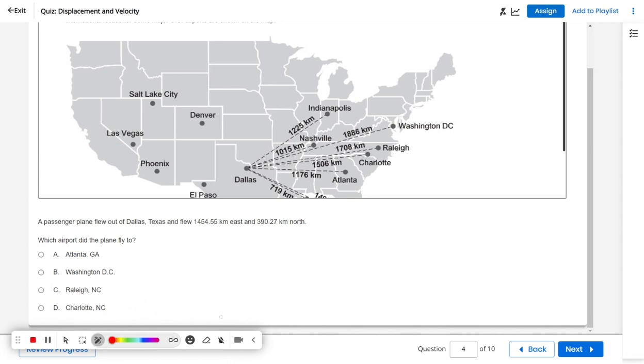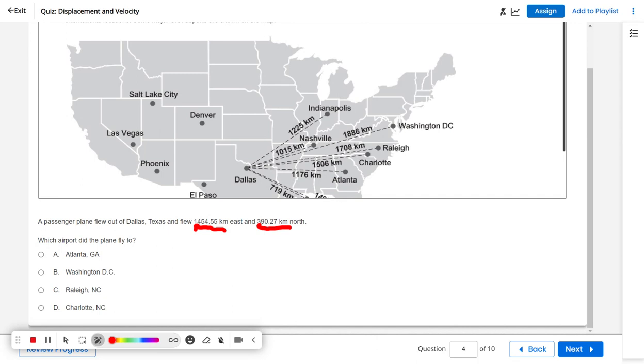Hold on, let me erase these old markings. Notice the unit. In the problem, they gave us meters per second. But here, they gave us kilometers. So in order to take care of this type of problem, I am going to use an off-screen calculator, but I'm going to write the work here. I'm going to use the Pythagorean theorem.